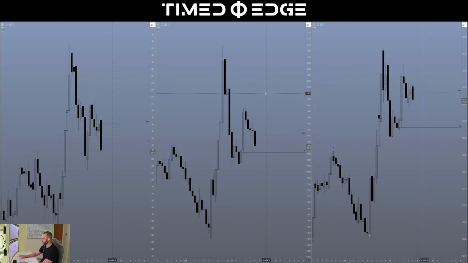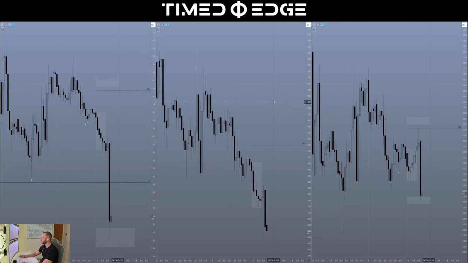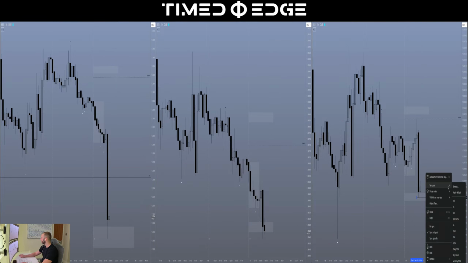Asia ranged. Right, so we're expecting a wick to be made in London. I'm just going to mark out. Oh, why has that come up? I'm just going to mark the low here. We're in a Q standard deviation level. We don't have a weekly cycle like we did.